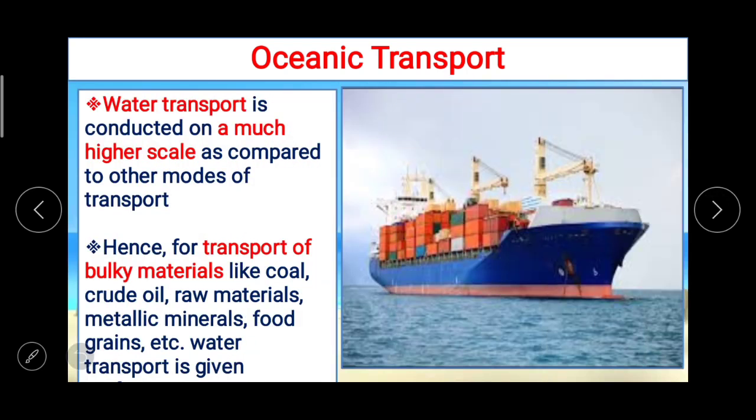Water transport is conducted on a much higher scale as compared to other modes of transport, and hence for transport of bulky materials like coal, crude oil, raw materials, metallic minerals, food grains, etc., water transport is given preference all over the world. ये सारी चीज़ें अगर ट्रांसपोर्ट करनी है एक जगह से दूसरी जगह, तो वाटर ट्रांसपोर्ट को ही प्रेफरेंस दिया जाता है, and because of all the reasons which we discussed.